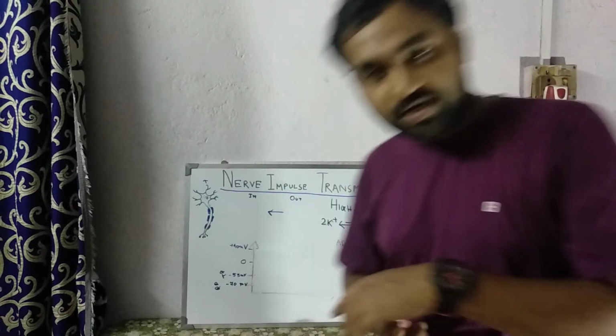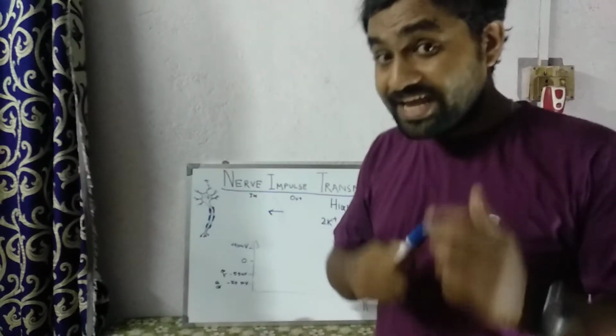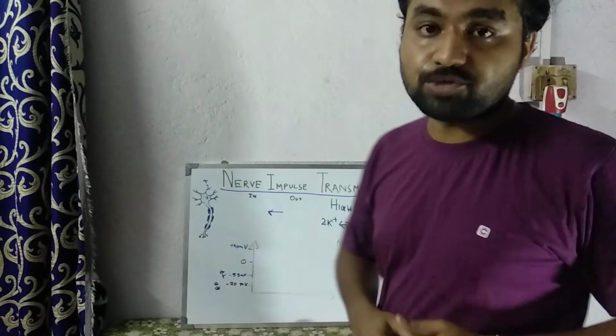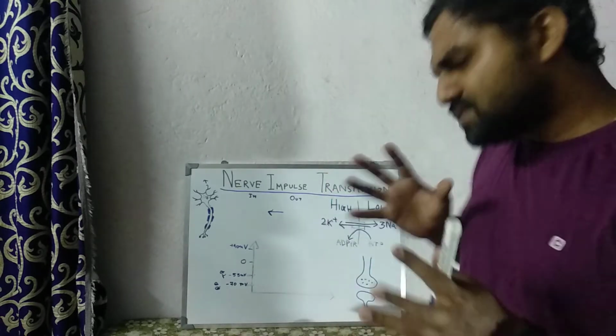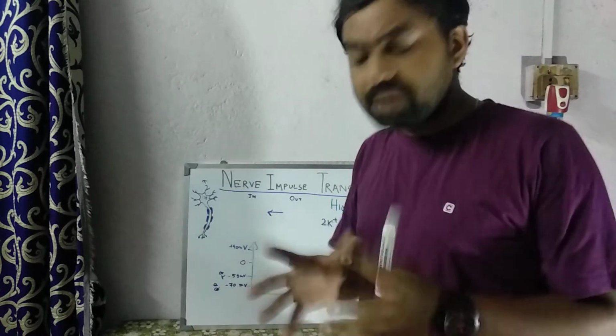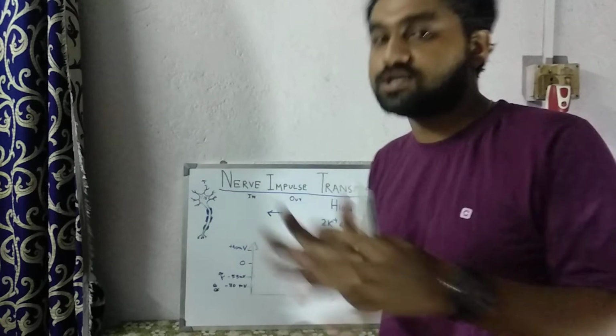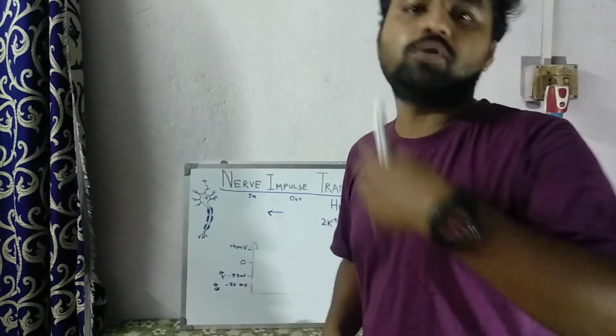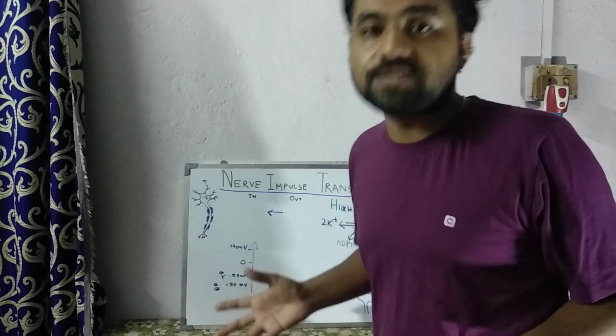I am a research scholar in Bose Institute, Kolkata, and today I will teach you about nerve impulse transmission through a neuron. So what is the primary function of a neuron? The primary function of a neuron is to transmit the nerve impulse from a previous neuron to a postsynaptic neuron. So how does that happen?